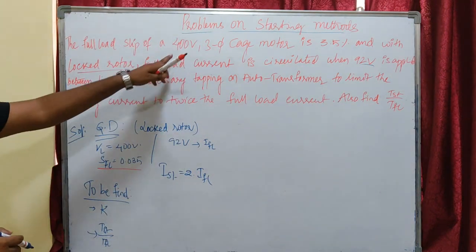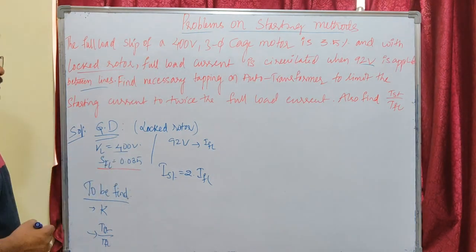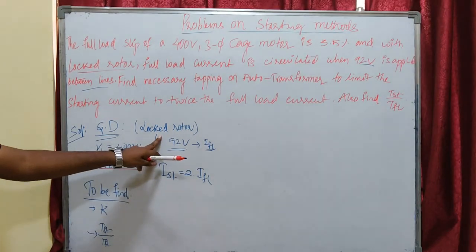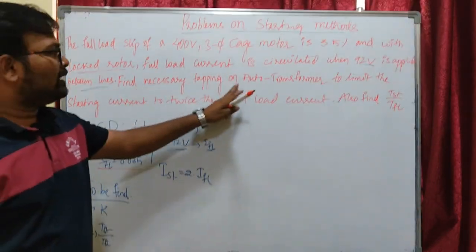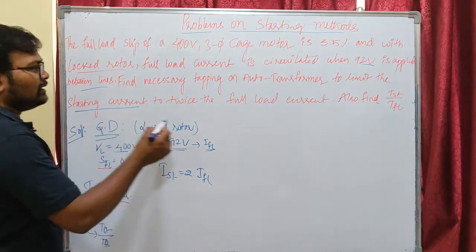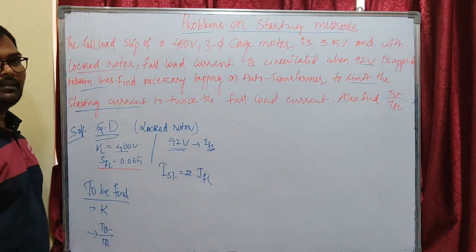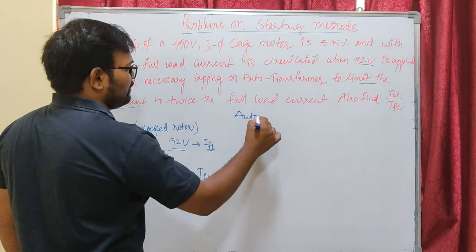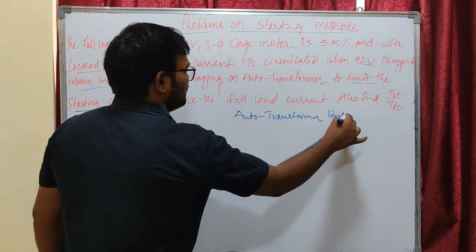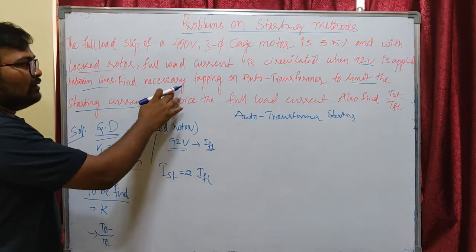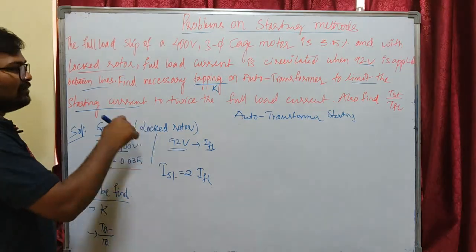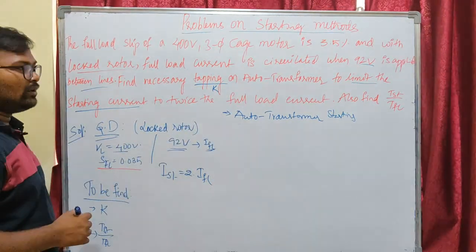Actually the given line voltage is 400, but he applied 92 volts only to get the full load current under locked rotor condition. Then find the necessary tapping on the auto transformer to limit the starting current. Because it is saying limit the starting current, we can consider it as auto transformer starting. The question is regarding auto transformer starting, because he is asking to find the necessary tapping, which is nothing but the percentage K.